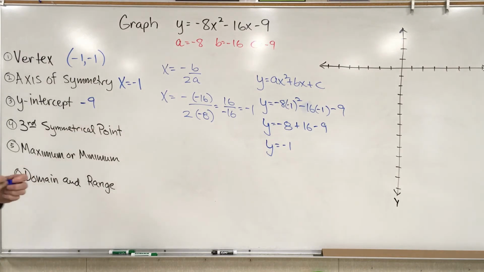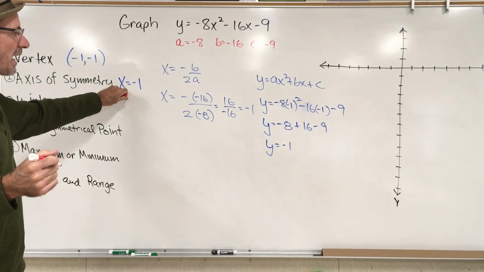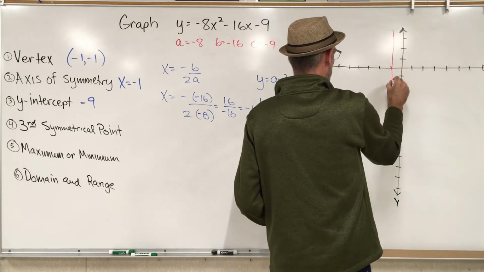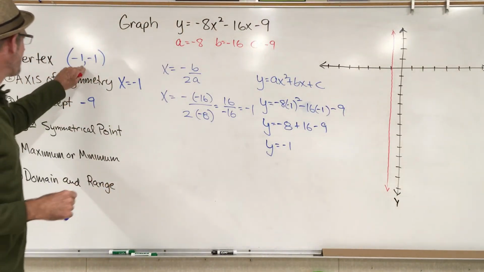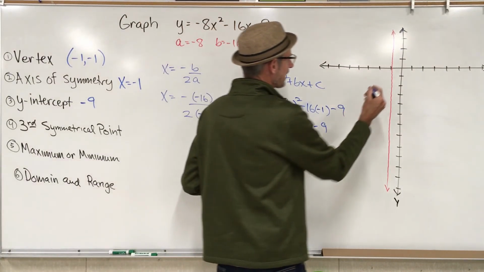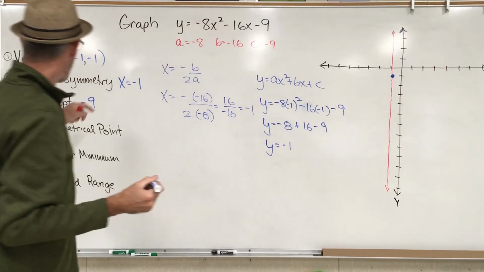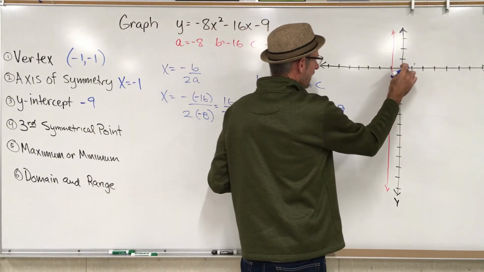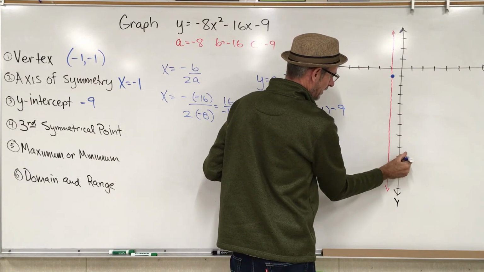So I'm going to start the problem by putting my axis of symmetry on the graph, a vertical line that passes through negative 1. So there's my axis of symmetry. My vertex is at negative 1 and negative 1. So my vertex is right here. My y-intercept is at negative 9. So I'm going to go to negative 9. 1, 2, 3, 4, 5, 6, 7, 8, 9.